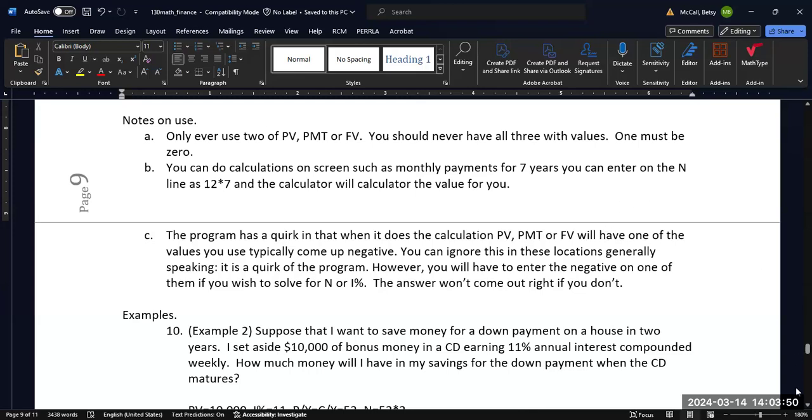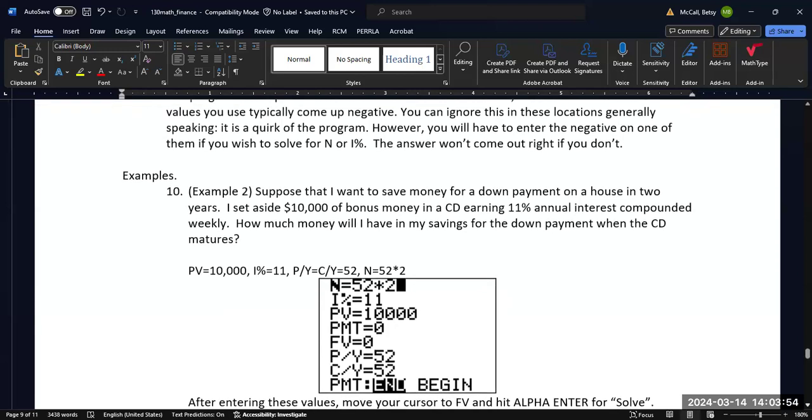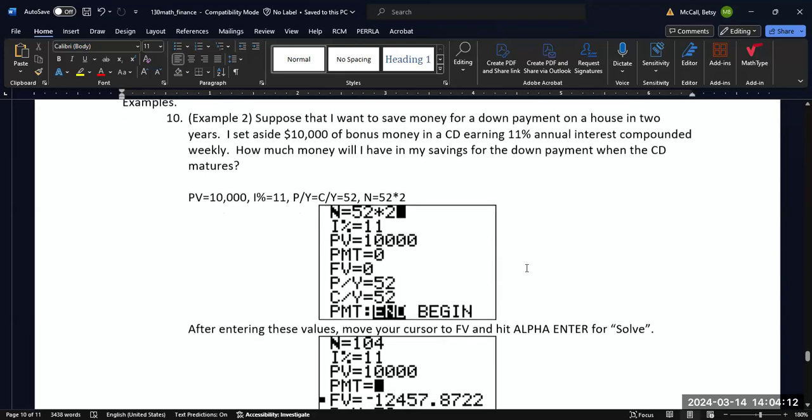So let's look through some examples and see how this works on our screen. So suppose you want to save money. This is from example 2. You want to save money for a down payment on a house in 2 years. You have $10,000 of bonus money in a CD earning 11% annual interest. How much money will be in savings for the down payment when the CD matures? So the N is going to be weekly compounding times 2 years, so 52 times 2. That will convert to 104.